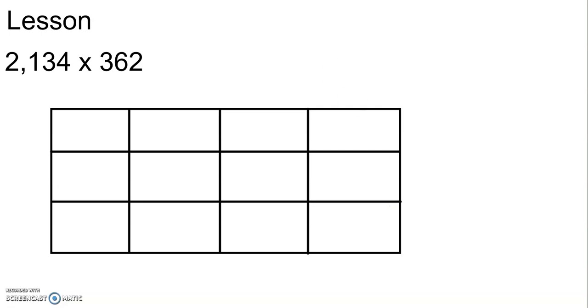So now that I have that, I can start writing my digits. So I could break 2,134 into 2,000 plus the 1 is in my 100s, so I have 100, plus the 3 is in my 10s, so I have 30, plus the 4 is my 1s, so I have 4. So I do 2,000 plus 100 plus 30 plus 4. I'm going to get 2,134.